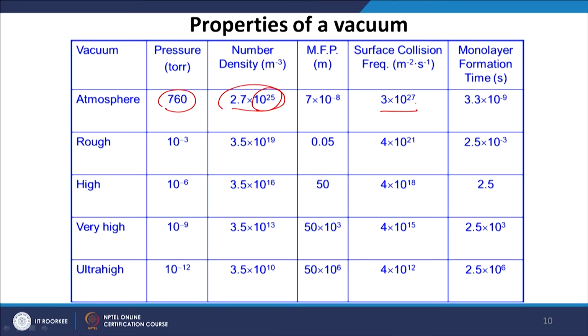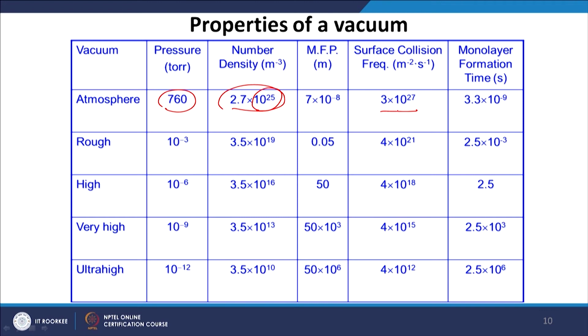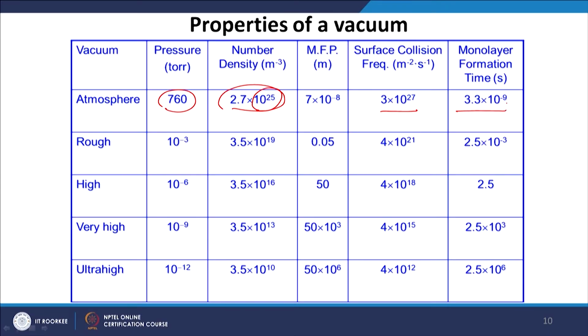So, if I wanted to deposit, let us say, aluminum metal atoms on my solar cell, the vaporized aluminum atoms have to suffer this many collisions per unit area per unit time before reaching the target substrate. So, that is not a good case. That is why we need to rarefy the system. The monolayer formation time is 3.3 into 10 to the power minus 9 second, and the mean free path is 7 into 10 to the power minus 8 meter.